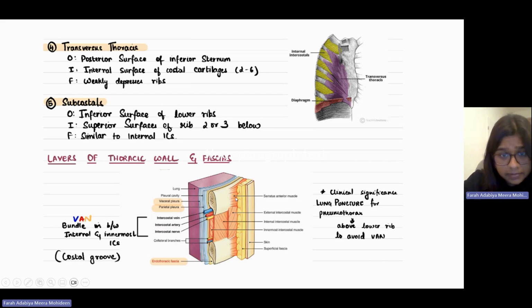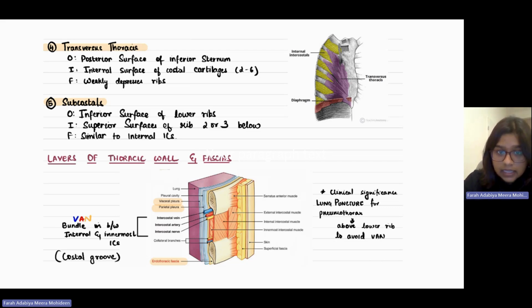Then the serratus anterior muscle, right? Because they insert into your ribs. Then external intercostal, internal intercostal, and the innermost intercostal. Then you have your endothoracic fascia. Endothoracic fascia is the fascia between the parietal pleura and your thoracic cage, like your muscles, the innermost intercostal muscles, right? Then after the endothoracic fascia, you have the parietal pleura.